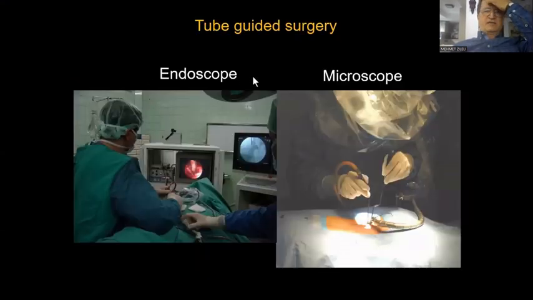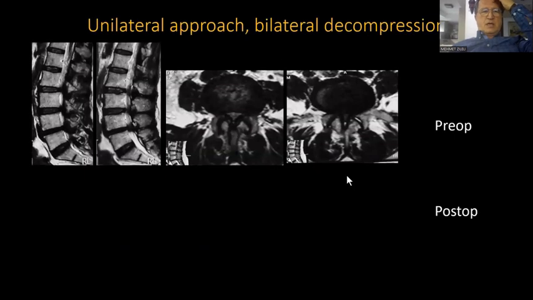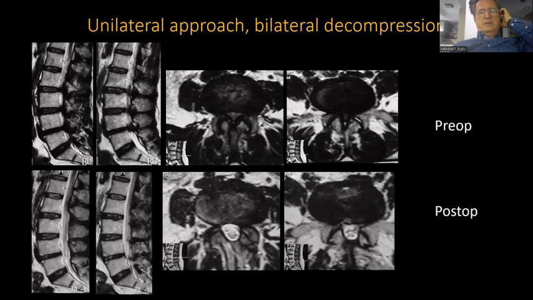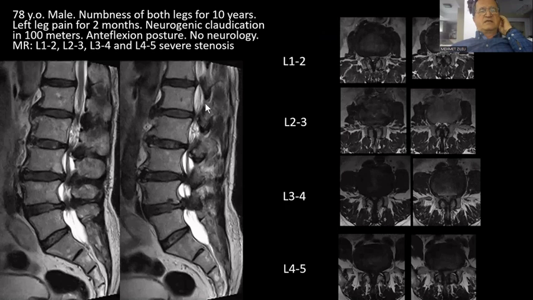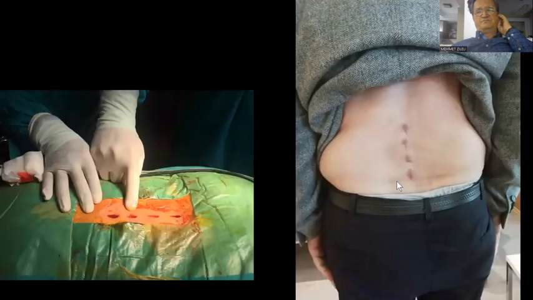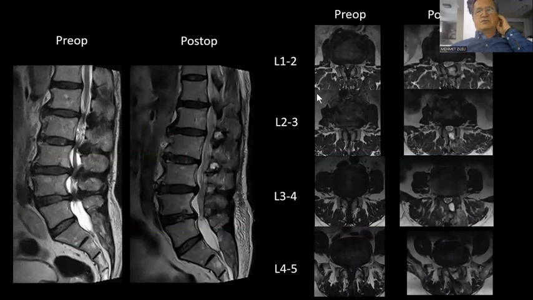I started with the endoscope, then switched to the microscope, making, as you see in this case, two-level decompressions. The above axial images are before and then after surgery, even for 4 levels, like you see from L1-2 to L4-5, with 4 small incisions. And you see on the left before surgery and on the right after surgery decompressions.